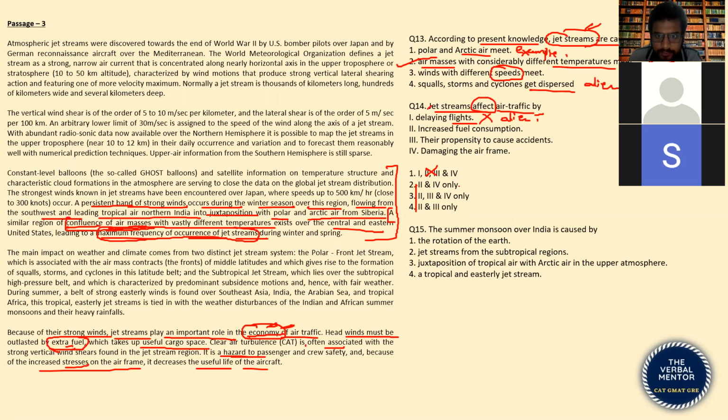So it is between 3 and 4 now. Their propensity to cause accidents, yes, it's a hazard to passenger and crew safety. So this is also valid, which means option 2 is also eliminated. Damaging the airframe, increased stress on the airframe. Yes, that's also there. Now, can I say increased stress means damage to the airframe? Yes, because useful life of the aircraft is reduced, the next line says, which means the damage has been caused. So the correct answer should be 2, 3, and 4, which is option 3.